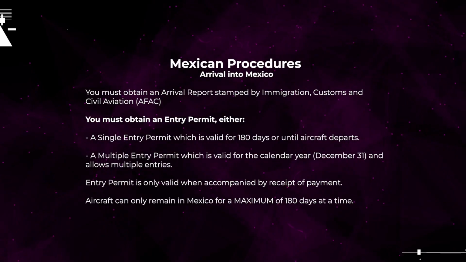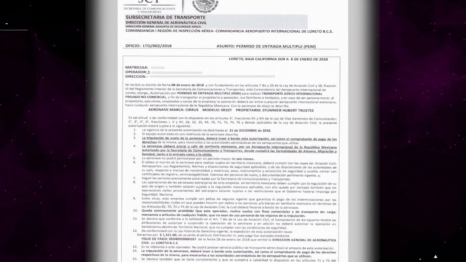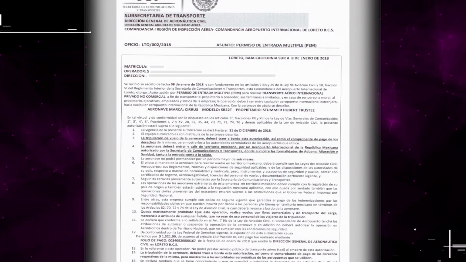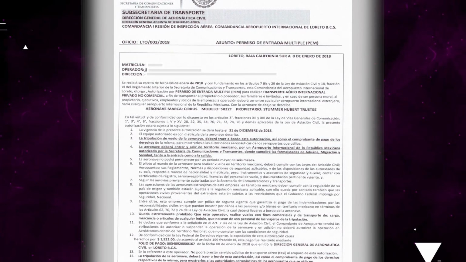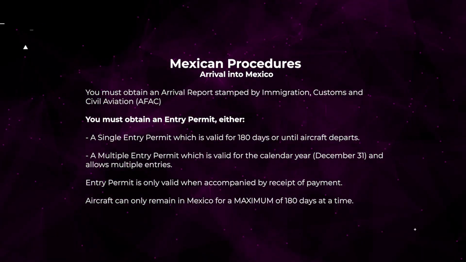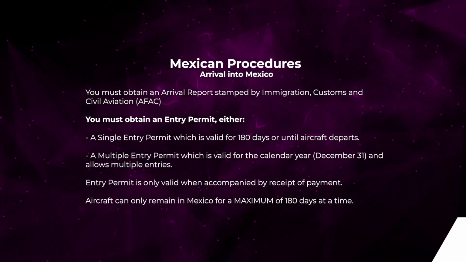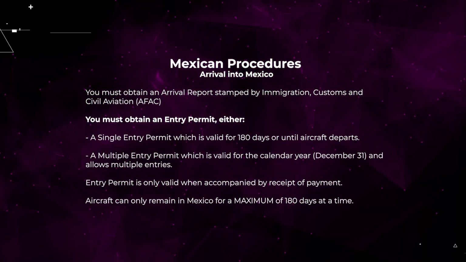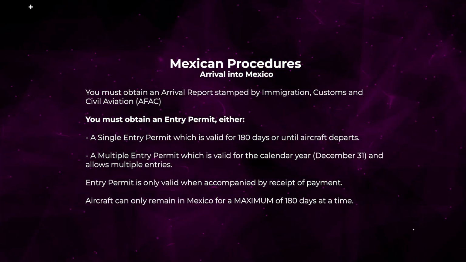Next, you'll need to obtain an entry permit for that aircraft. This is issued by the AFAC. You will be asked to complete a request form. You'll need to specify whether you want a single entry permit or a multiple entry permit. Regardless of the permit, you will have to bring copies and originals of your airworthiness certificate, your registration certificate, your insurance policy, your airman certificate, and medical certificate.